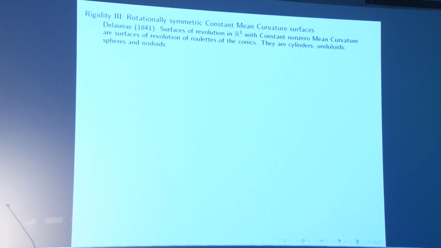There is only one that is more interesting to me in this talk, which are the unduloids, and I can tell you how maybe you can get it by the roulette of the conics, of an ellipse. If you make the roulette, I don't know how to say, then you trace the focus.